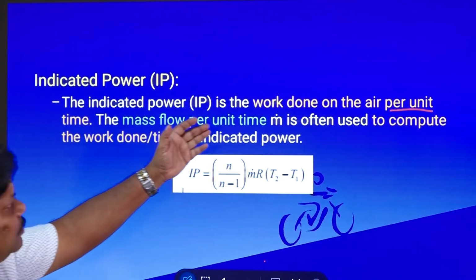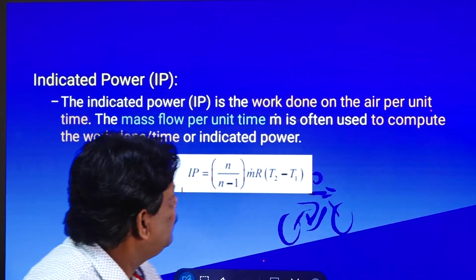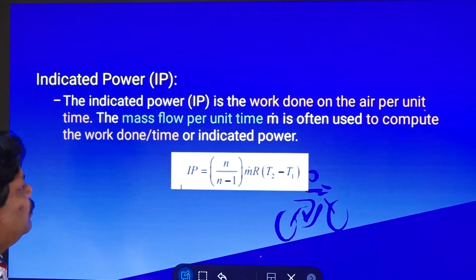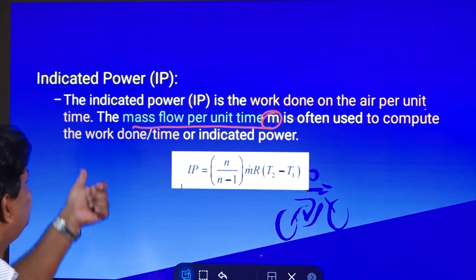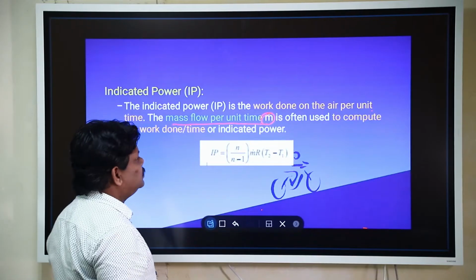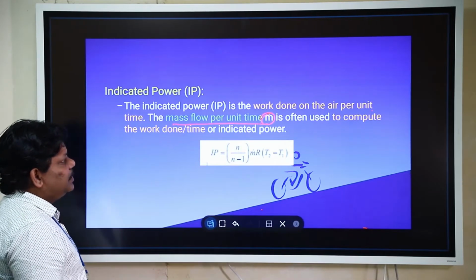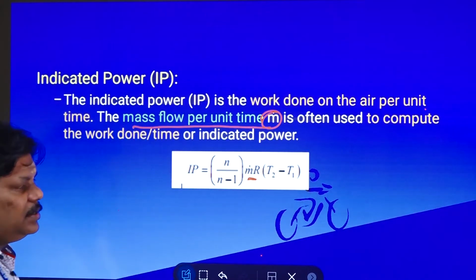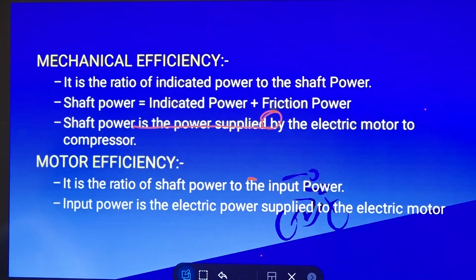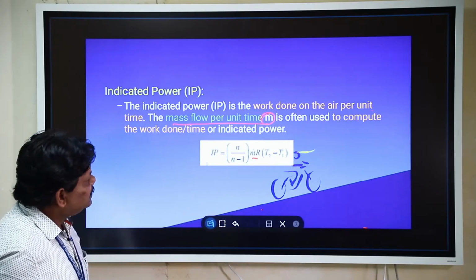Okay, so right, indicated power. The indicated power is the work done on the air per unit time. So the mass flow per unit time, that is m dot, is often used to compute the work done per unit time, or the indicated power. So n by n minus 1 into mR into T2 minus T1 refers to the indicated power.